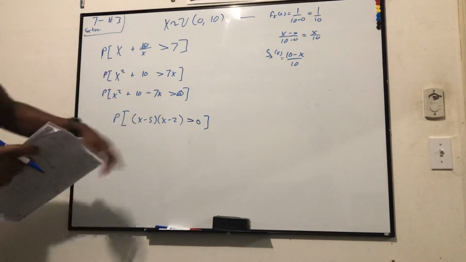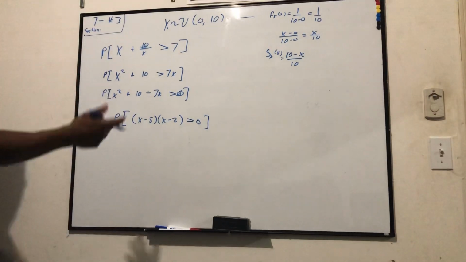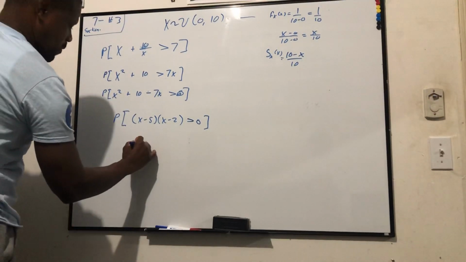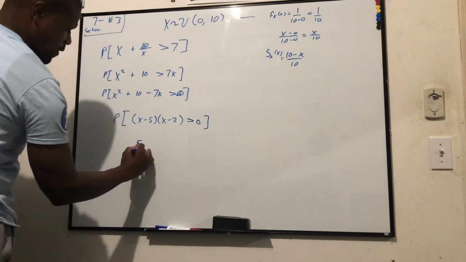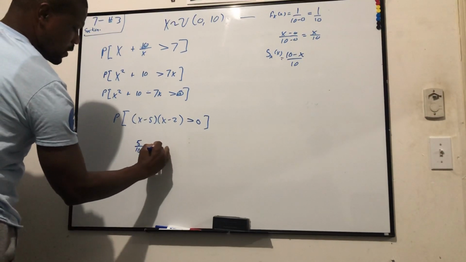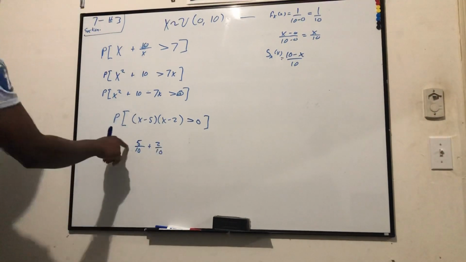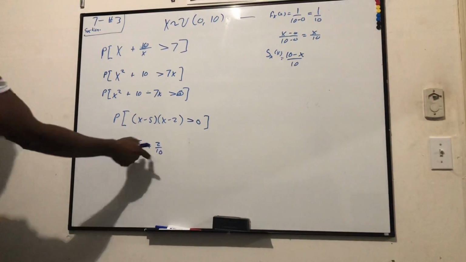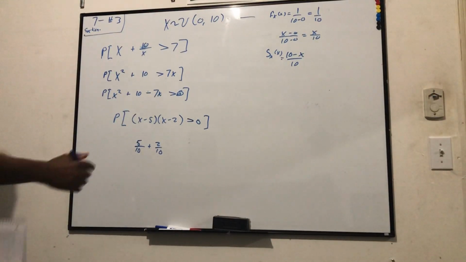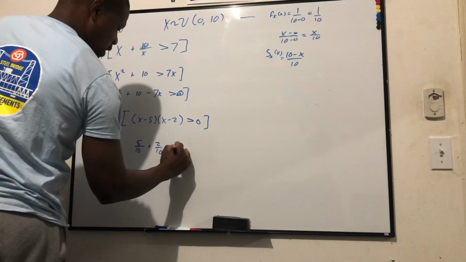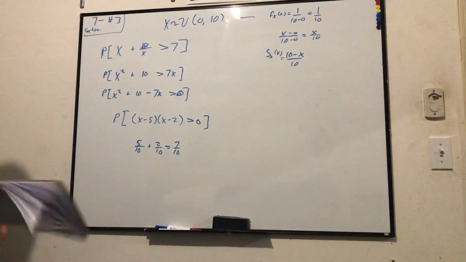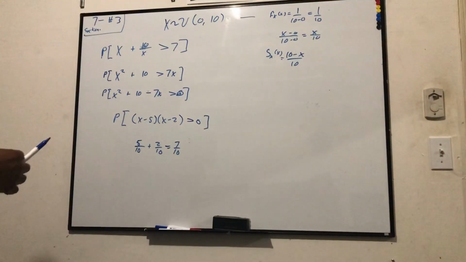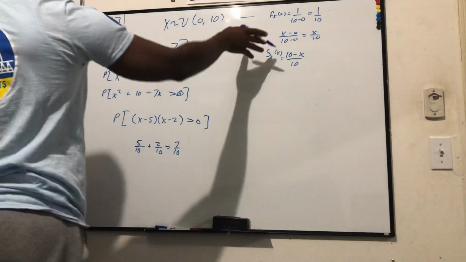So, I'm just going to say what they had. They had 5 over 10 plus 2 over 10, and this is equal to 7/10. And I'm going to leave it there for the moment. Let's see. Where did we use any of this?